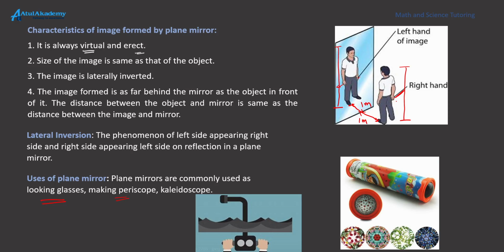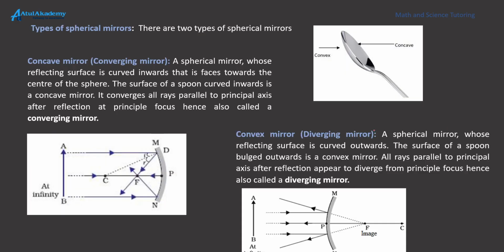Now let's move to spherical mirrors. Now we have different types of spherical mirrors, concave and convex, two only. So if we talk about what they look like, if you have a spoon, you see a spoon daily at home. The part which is inwards, that's a concave mirror. And the part which is bulging out, that's a convex mirror in a spoon. Try to look at your image in the spoon. You will understand also.